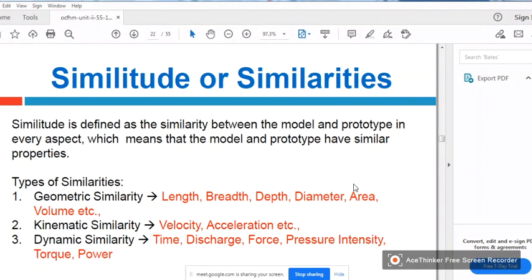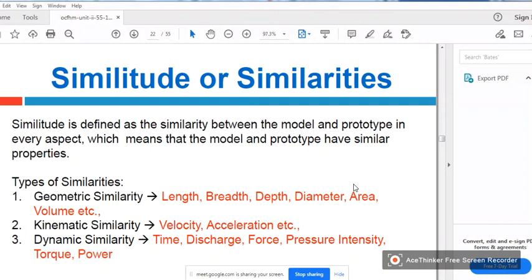Similitude is defined as the similarity between the model and prototype in every aspect, which means that the model and prototype have similar properties. Geometric similarity means the ratio of length, ratio of breadth, ratio of depth, ratio of diameter, and all are similar. That is called geometric similarity. Kinematic similarity means velocity and acceleration are the same.